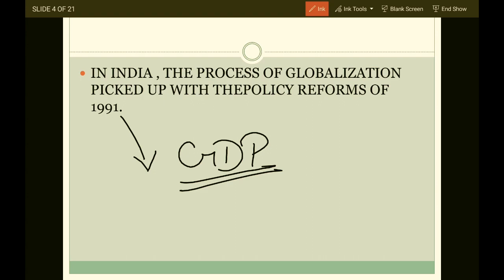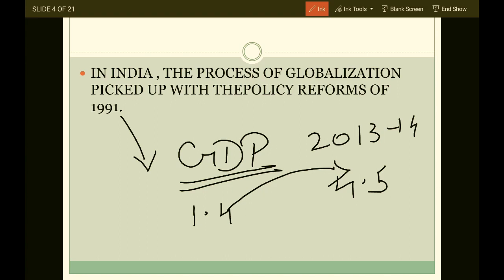What was the GDP in 1991? The GDP in 1991 was 1.4, and in 2013-14, the last data I am calculating, it is 4.5. So there was a drastic increase in the GDP after implementing LPG. There was also a high inflation rate, and inflation also reduced after LPG. The low annual growth rate of the Indian economy stagnated at about 3.5% from 1950 to 1980, and per capita income also increased after implementing the LPG model in the Indian economy.